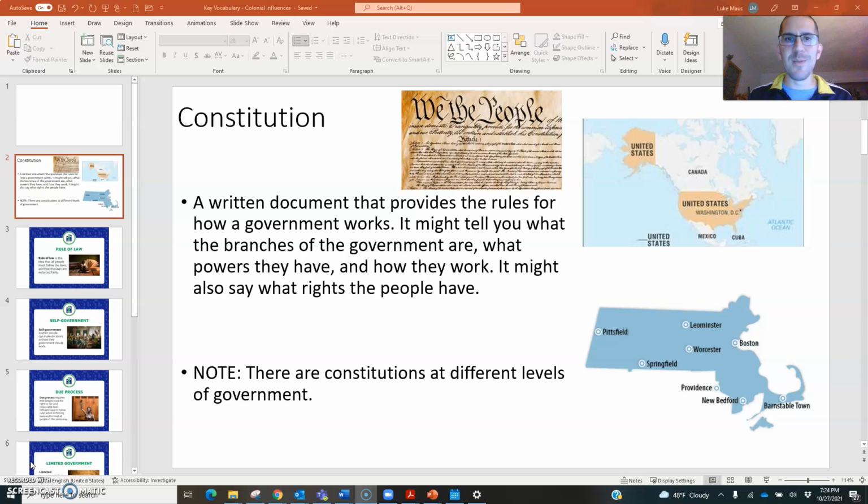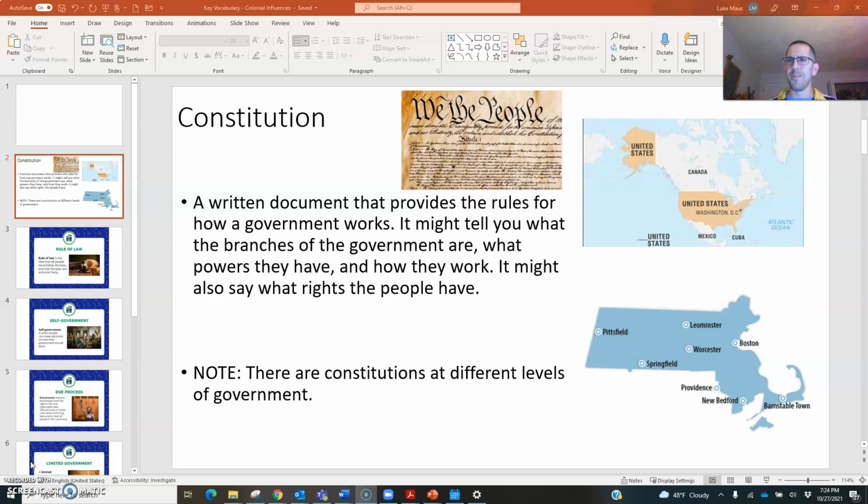Our first term that we're going to be taking a look at is constitution. Constitution is a written document that provides the rules for how a government works. It might tell you what the branches of the government are, so what parts of the government there are, what powers they have, and how they work. It also might say what rights people have.